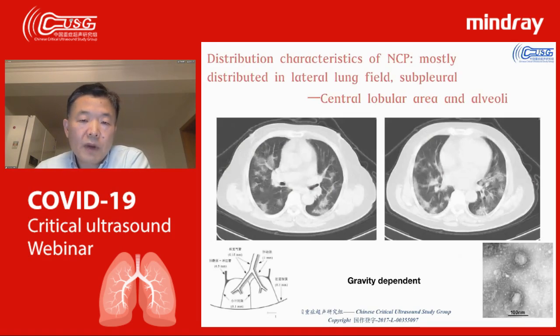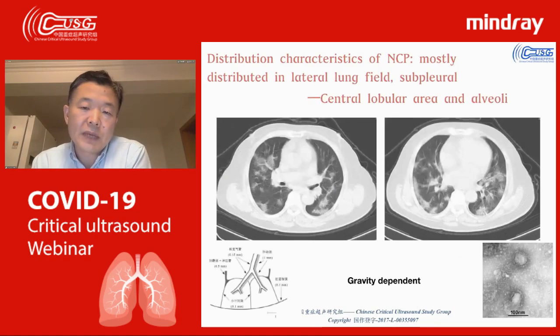So from this part, now let's think about some X-ray or CT scan. You see the NCP, that means novel, we can call it just COVID-19 pneumonia. This kind of distribution mostly distributes into the lateral lung field and subpleural. And also, you should think about the central lobular area and alveoli. So this causes this kind of dynamic.